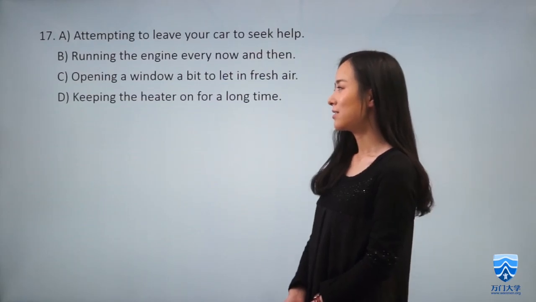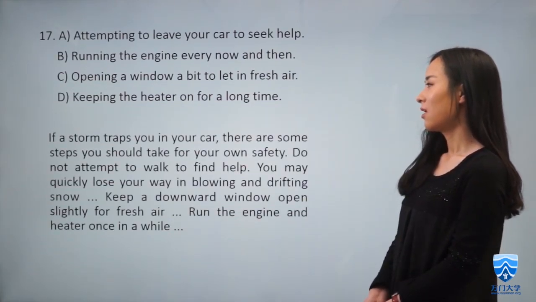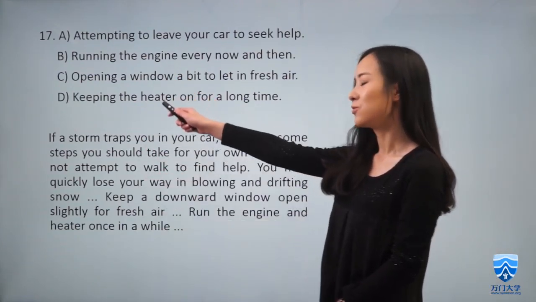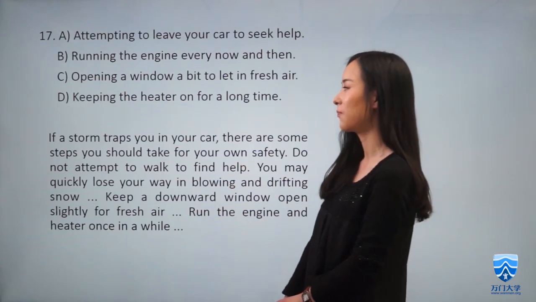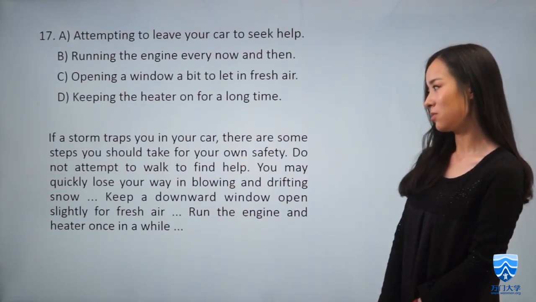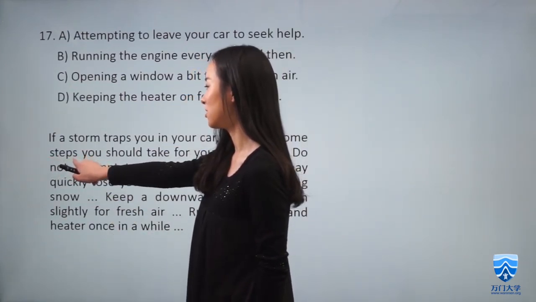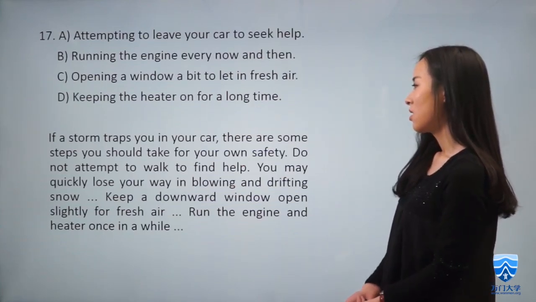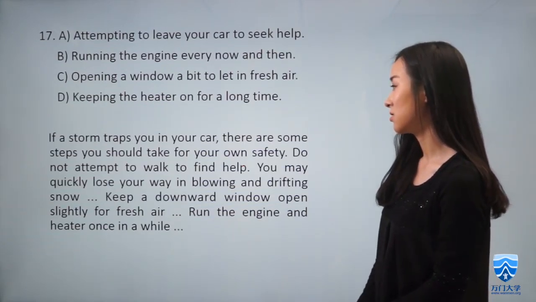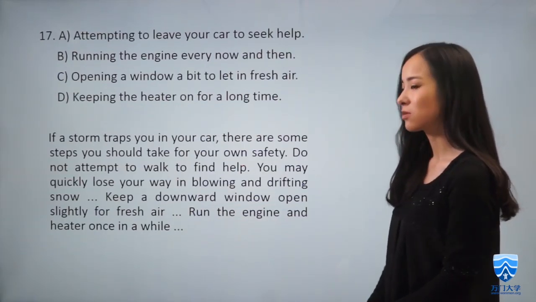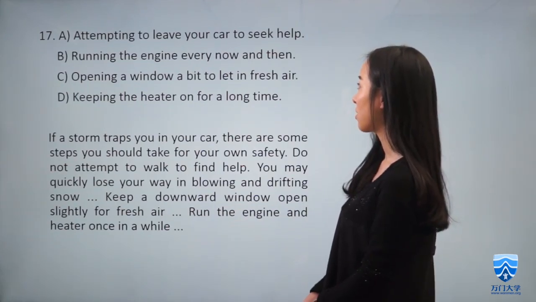好，这段话在讲什么问题？就是你开车遇到了暴风雪，这个时候你应该怎么办呢？大家刚刚在听的过程当中，可能这几个选项都有所听到。这就是我们说的，你听到什么，就要学会在旁边做一定的标记来提醒自己。If a storm traps you in your car, there are some steps you should take for your own safety. 这边涉及到的是一些 steps，你需要采取的一些措施、步骤。Do not attempt to walk to find help, you might quickly lose your way in blowing and drifting snow. 也就是说，你被困住了的话，不要四处走动去寻求帮助。这边看到哪个选项？A 选项，attempting to leave your car to seek help.